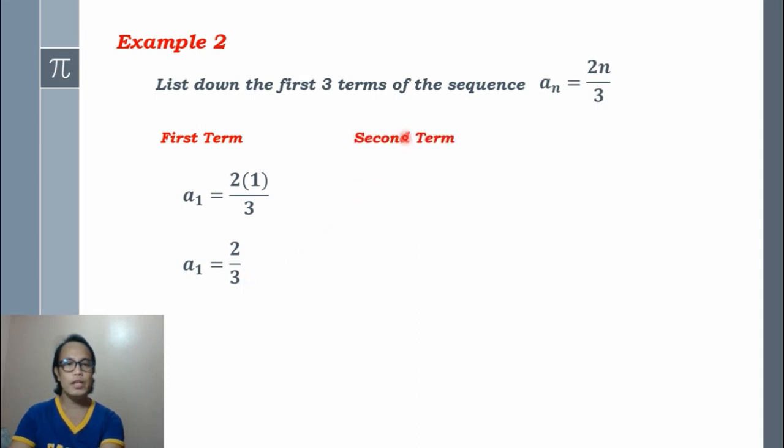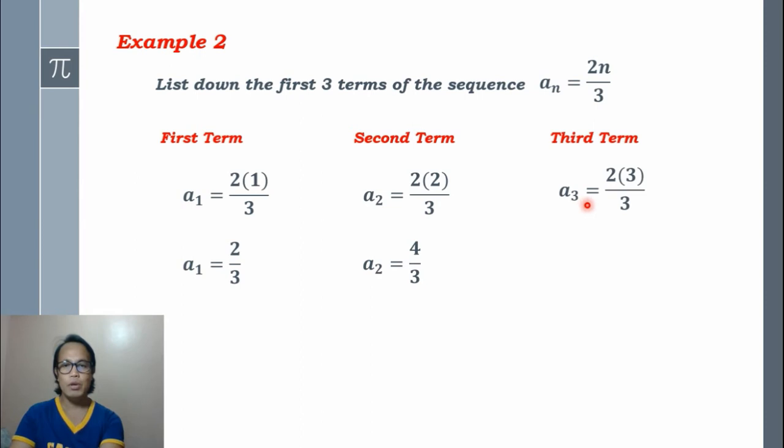Now to solve for the second term, we will do the same process, but this time this is now a sub 2 is equal to 2 times, since this is our second term, so that is 2 times 2 over 3, which is equal to 4 over 3. Then, let's solve for the third term. So this time, this is now a sub 3 is equal to 2 times 3 is 6, and divided by 3 is 2.